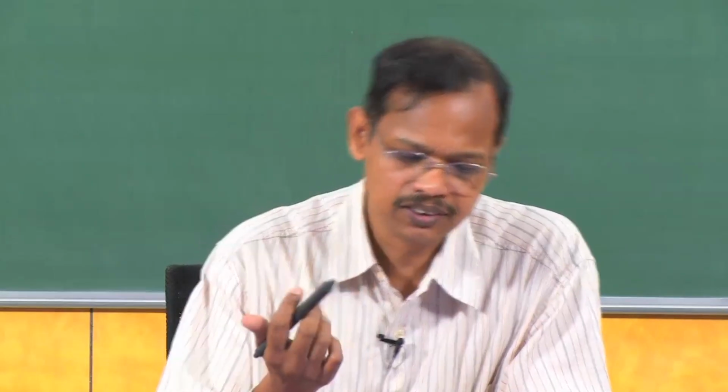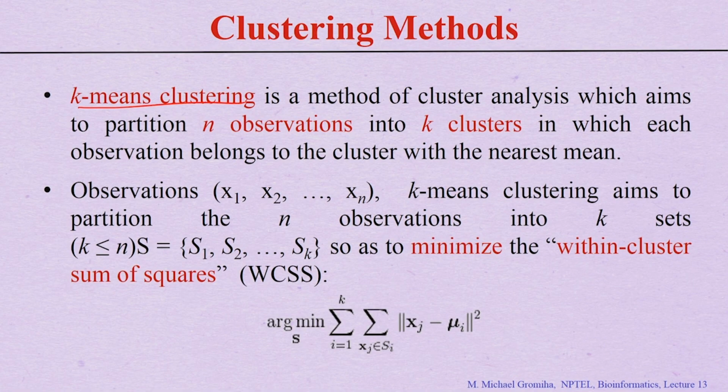One of the popular techniques is called k-means clustering. How does k-means clustering work? It is a method of cluster analysis which aims to partition n observations. For example, you have n sequences, n observations, into a limited number of clusters, here k clusters, say 5 clusters or 10 clusters, in which each observation belongs to the cluster with the nearest mean, because it should be within this nearest mean.